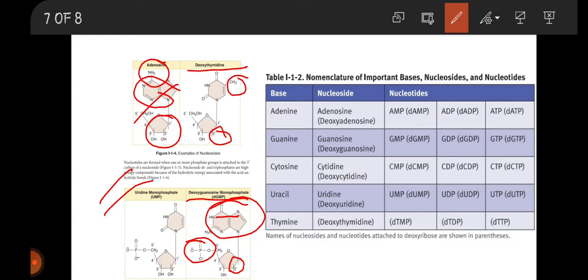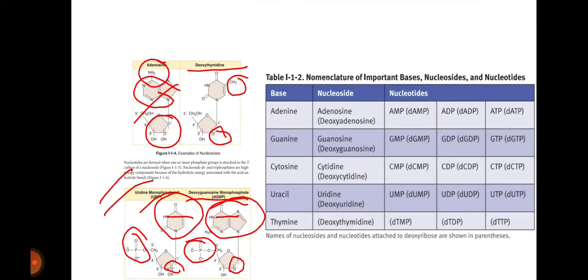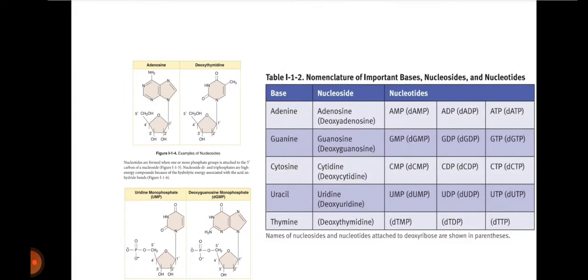Then there comes the last one of this slide. Here is a one ring base, and it doesn't have the amino group, and it also doesn't have the methyl group. So what is it? It is uracil, and it has the oxygen in the second carbon, so it is ribose. So the full thing is uridine monophosphate. I think you got it. So let's move on to the last slide.